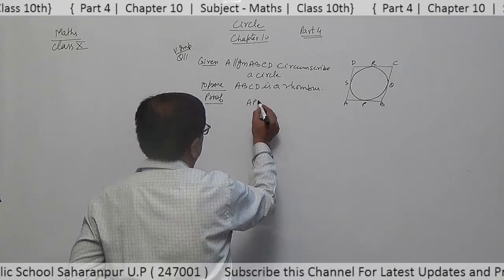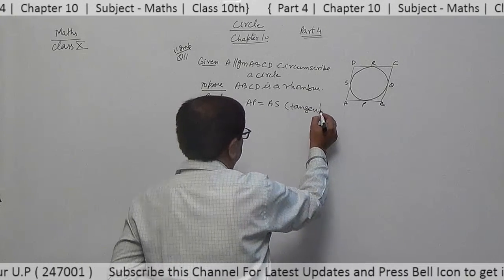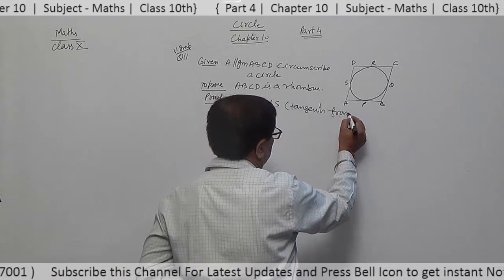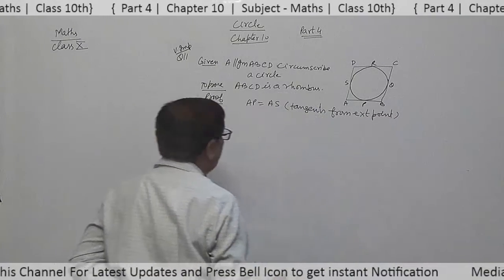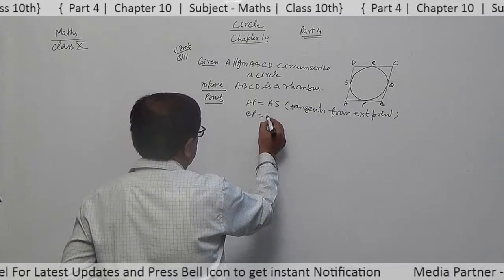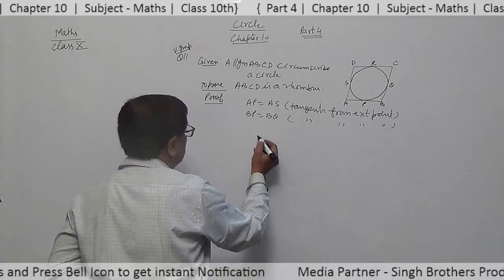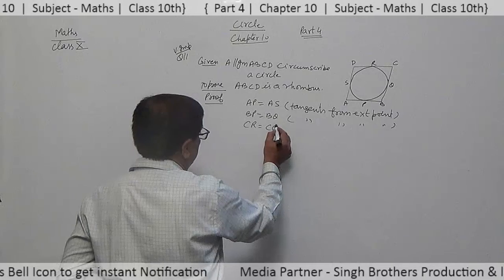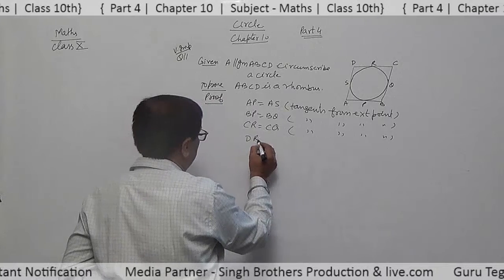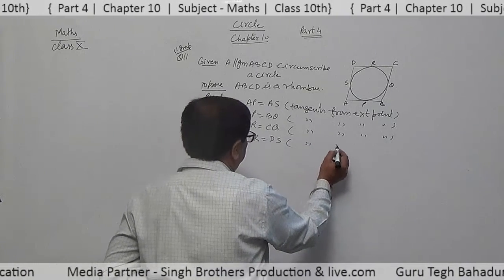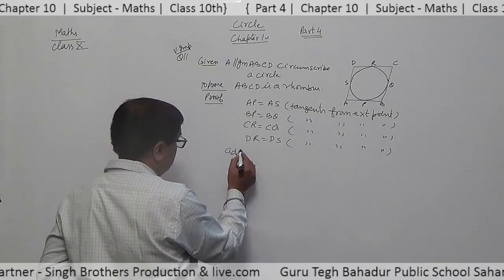Now prove: AP is equal to AS, tangent from exterior point. BP is equal to BQ, tangent from exterior point. CR is equal to CQ, tangent from exterior point. DR is equal to DS, tangent from exterior point. Add all these equations.